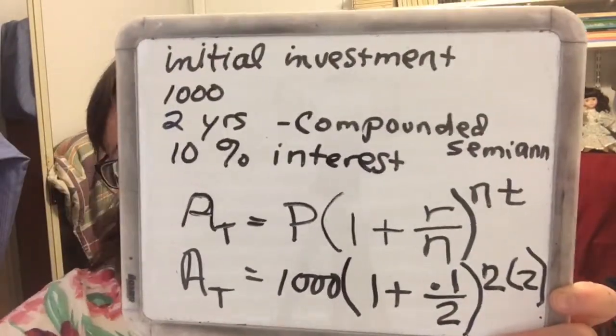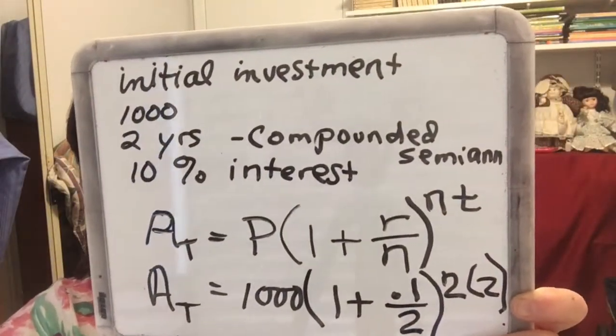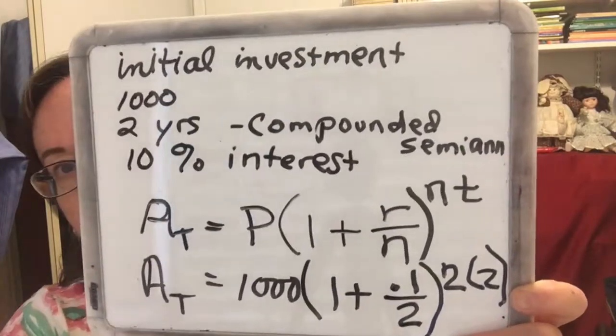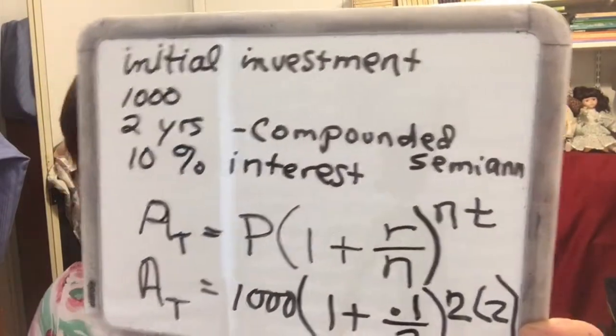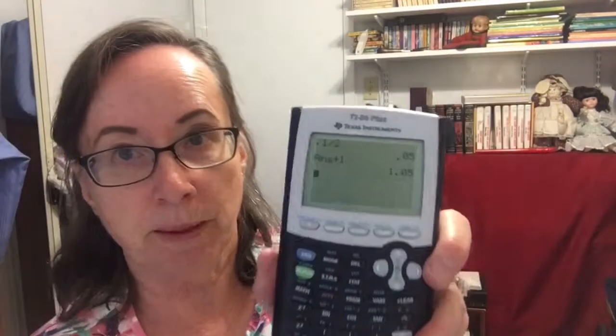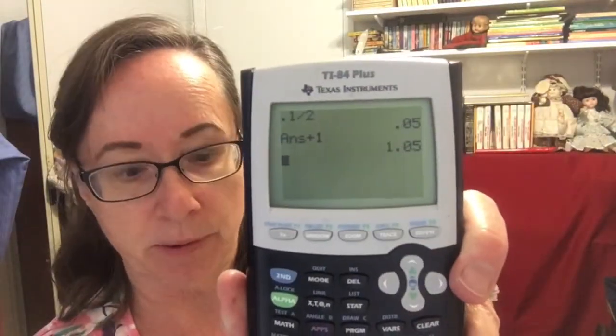Now we're going to do that on the calculator and see how to properly calculate that one. So I have my calculator here. Okay, so I'm going to plug in the 0.1 divided by the 2. Okay, and then I'm going to add the 1 to it, so plus 1. So that should be the number that I have inside the parenthesis.